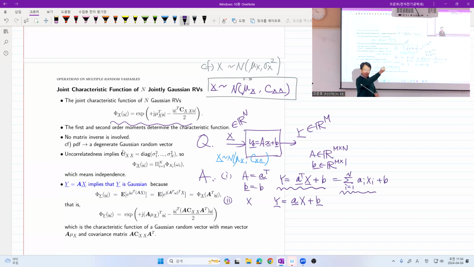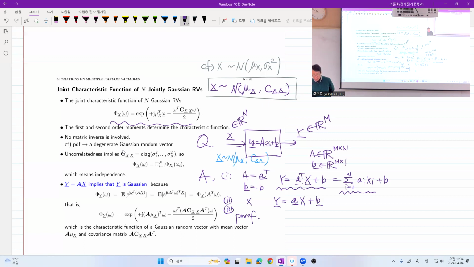Consider an n-dimensional scatter plot. You always have a straight line in n dimensions. What is that? Actually, that is a degenerate Gaussian random vector. We will see that. Got it? So here goes the proof. Of course, the third case is the general case, right?